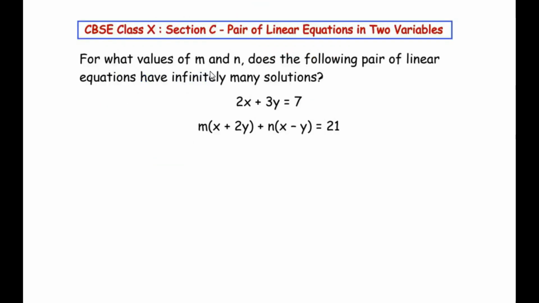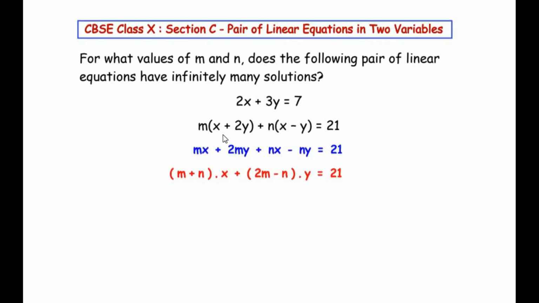For what values of m and n does the following pair of linear equations have infinitely many solutions? So here we can see that two equations are being given and we are supposed to find out the value of m and n. So let us begin by expanding this given second equation. So here expanding the brackets we get m times x is mx plus m times 2y gives us 2my plus n times x gives us nx, and plus with minus is minus, and n times y is ny is equal to 21.